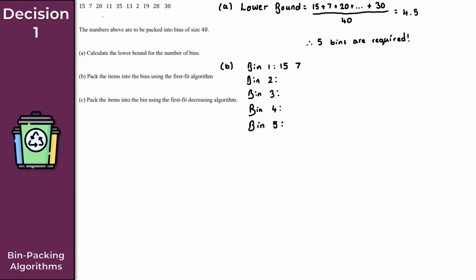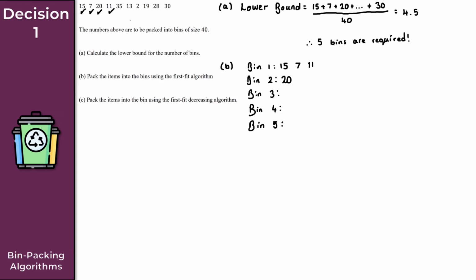So clearly then, 20 cannot go into bin 1, right? It exceeds the limit that we've got left there of 18. So 20 must go into the next available bin, which is bin 2. So 20 goes into bin 2. And what I'll also do here is just tick them off as I go, just so I can follow along here. So 15, 7, and 20. The next number here, 11, can go into bin 1, right? So we had 18 units of space left, so 11 can clearly go into bin 1. Okay, so 11 goes in, like so.